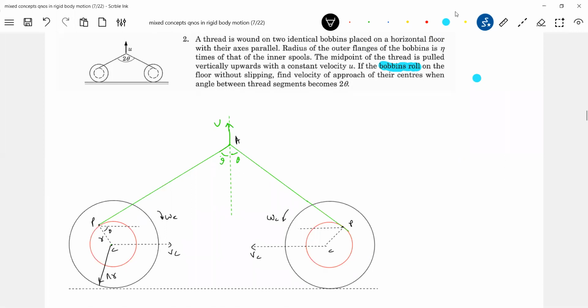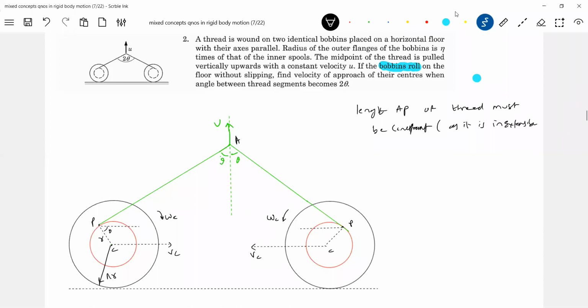Get into the problem. What is it? There's a string, no? So the length AP remains constant. Length AP of the thread must be constant, as it is inextensible.